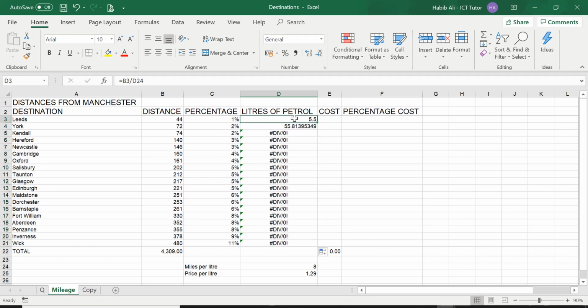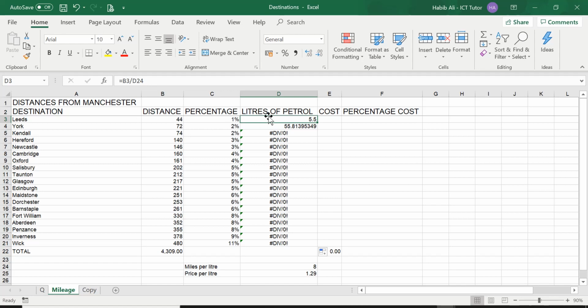In the first cell is B3 divided by D24. In the second one is B4 divided by D25. Now D25 is this cell here, which is price per liter, but we should have been using miles per liter. Because in Excel, like I said earlier, these cells by default are relative references, which means if I replicate into one cell down, Excel automatically moves one cell down.